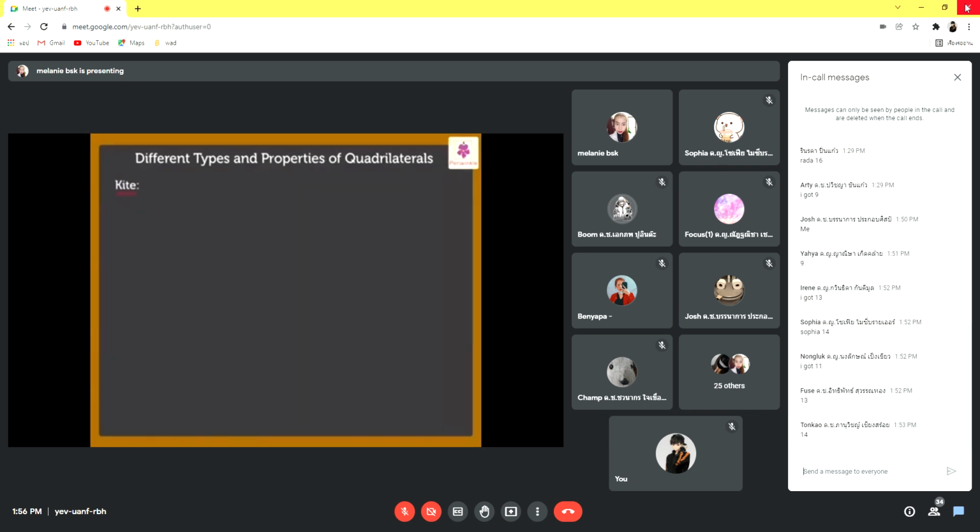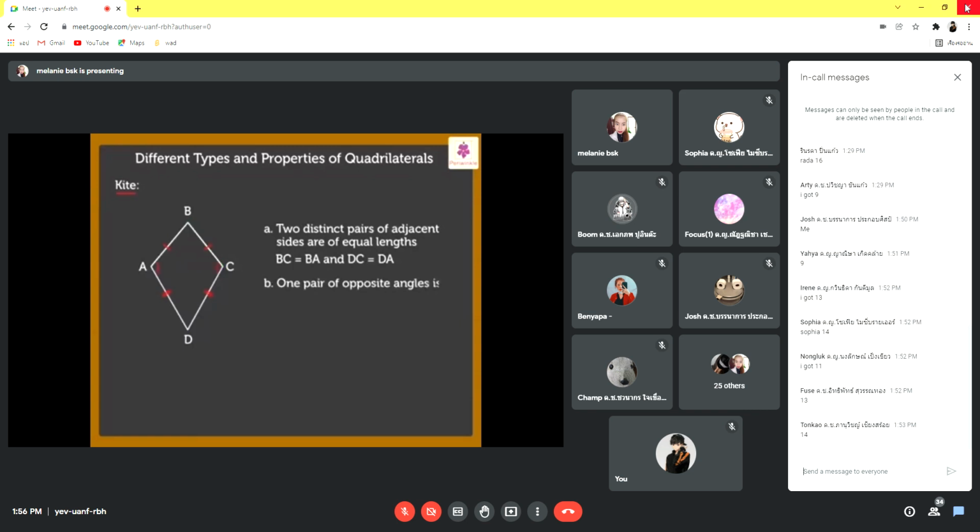Lastly, kite. In kite ABCD, A. Two distinct pairs of adjacent sides are of equal lengths. That is, BC is equal to BA and DC is equal to DA. B. One pair of opposite angles is of equal measure. That is, angle A is equal to angle C.